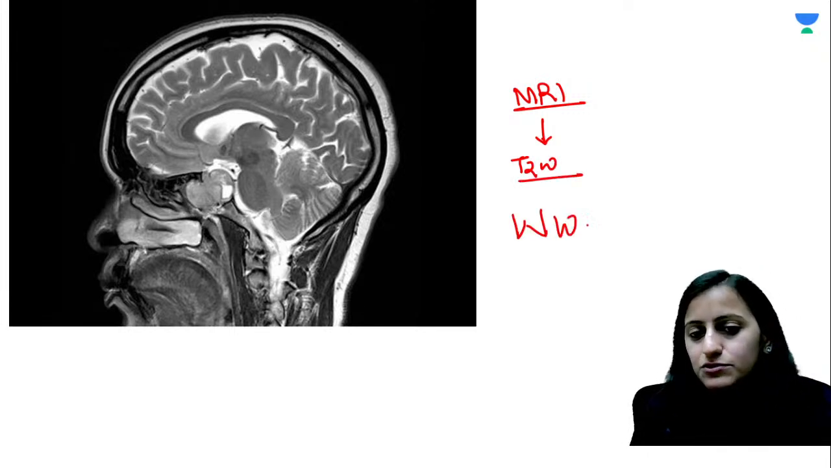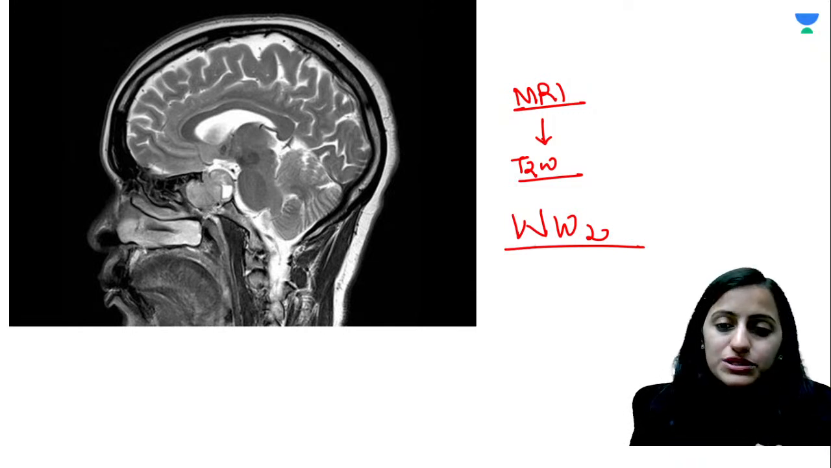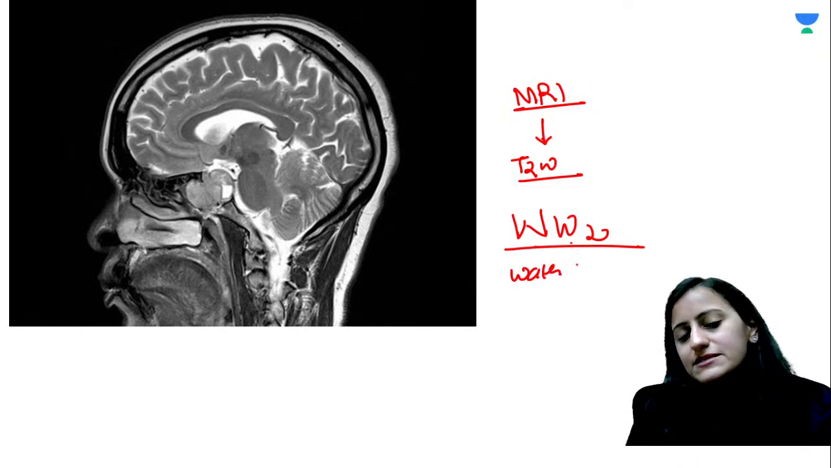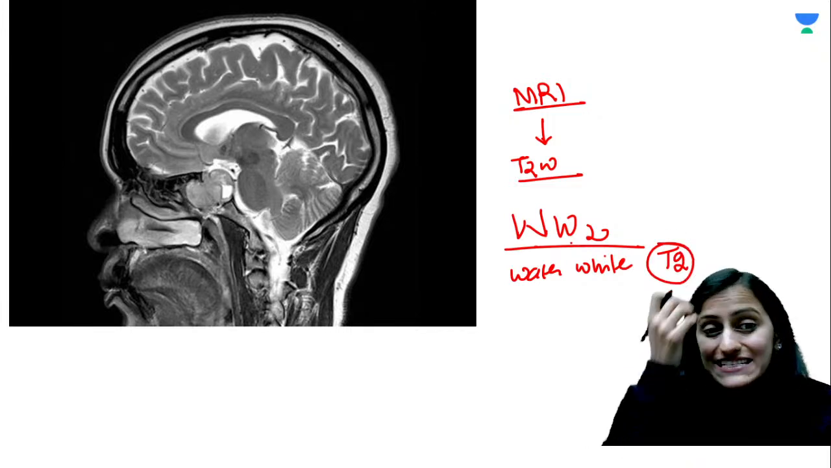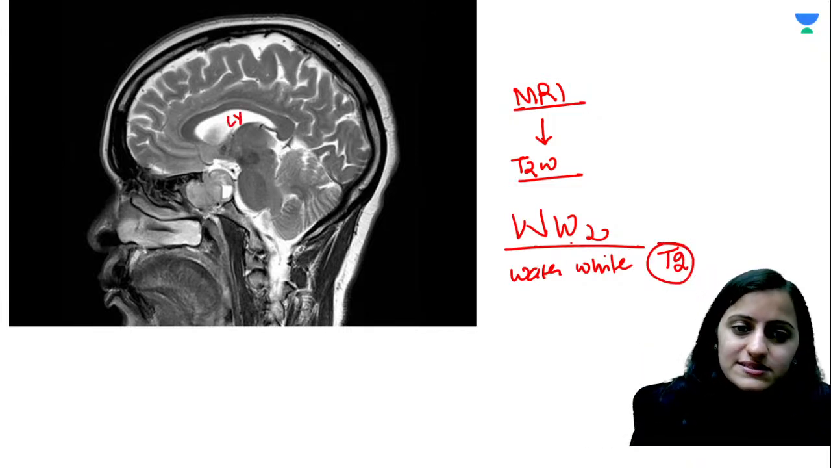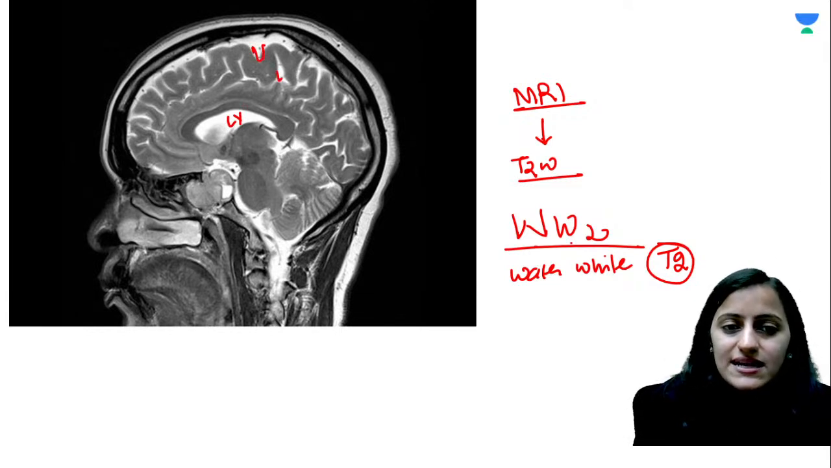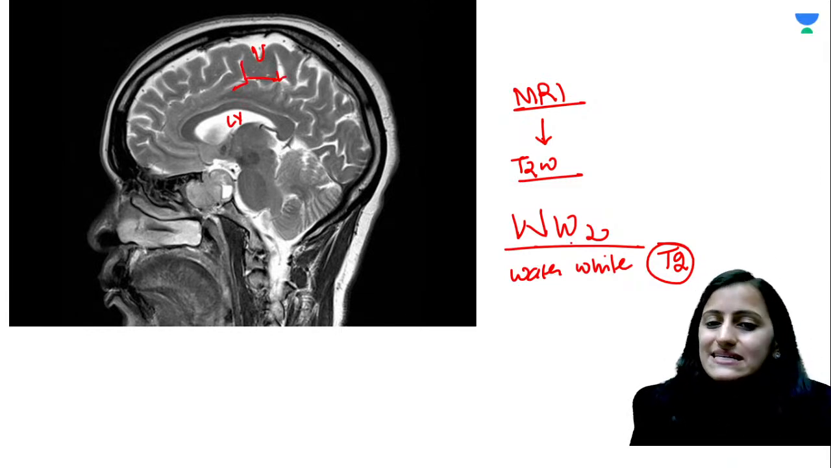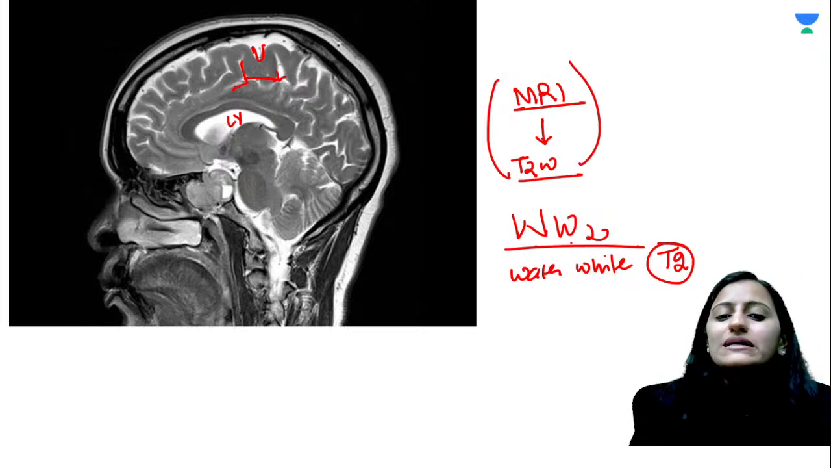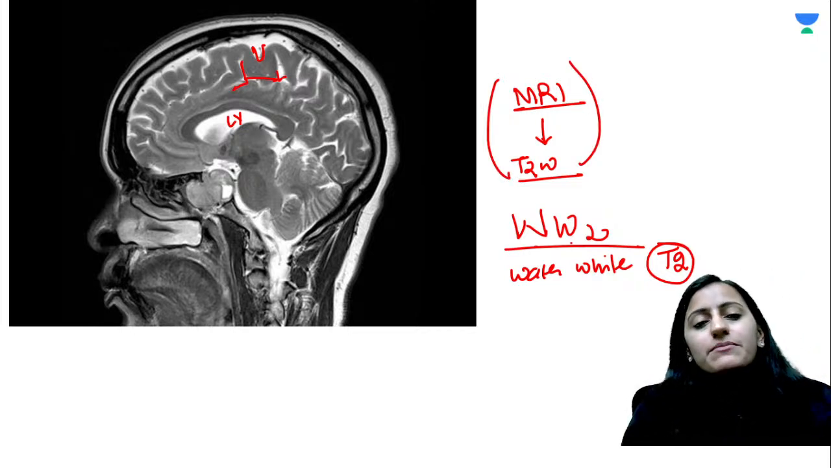Why? Because T2 is World War II, WW2, that means water is white on T2. So this is the water, this is the lateral ventricle, these are the sulcal spaces containing the white CSF. This is a T2 weighted MRI.